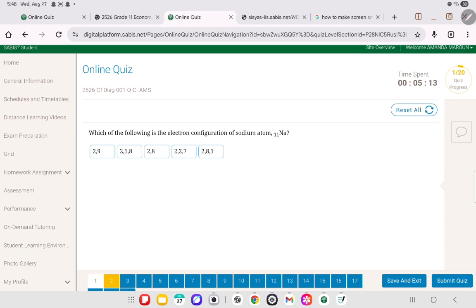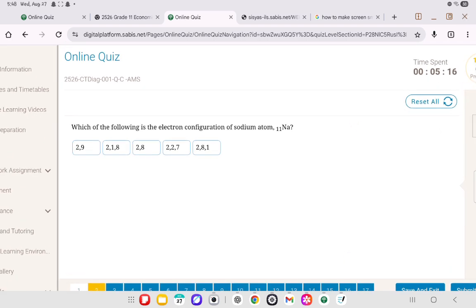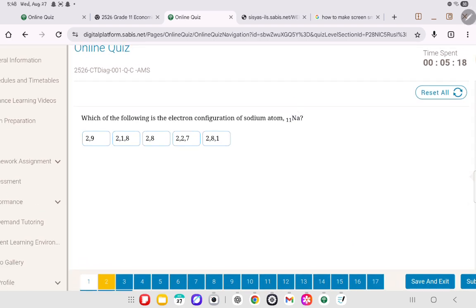We move on to question number 2. Which of the following is the electron configuration of sodium atom Na11? Now here they said sodium atom. Pay attention. Sodium atom means it has to be neutral, or no charge. In this case, it is Na11. So that means it has no charge because it's a sodium atom, right?